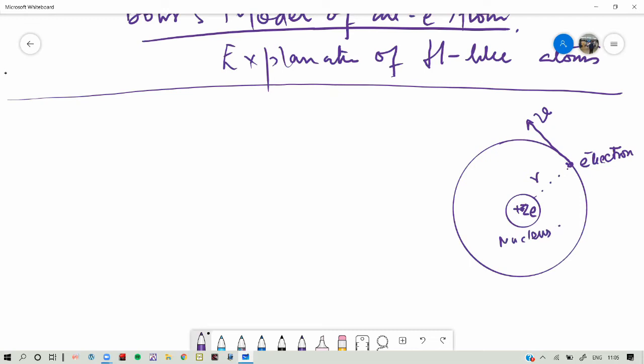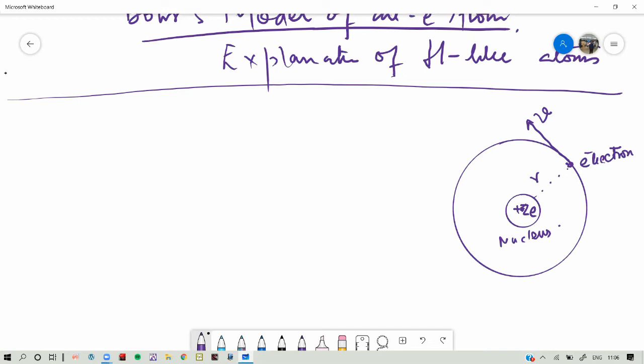This has plus Ze charge at the nucleus if it is a hydrogen-like atom, like lithium with 3 plus or helium with 2 plus, but the positive charges will be the same. We are not reducing the positive charge, we are reducing the negative charge. The electron has mass m. For neutral hydrogen atom Z equals 1, for singly ionized helium atom it is 2, for doubly ionized lithium atom it is 3.